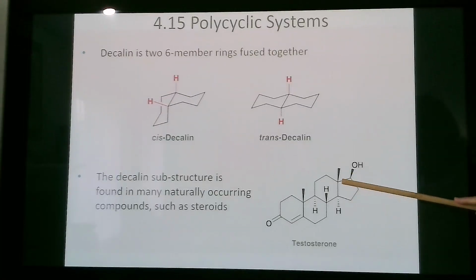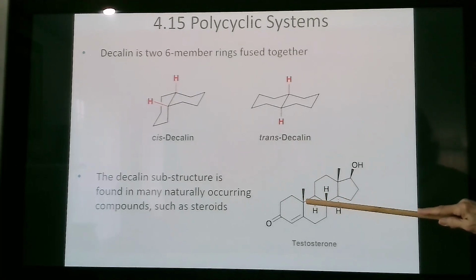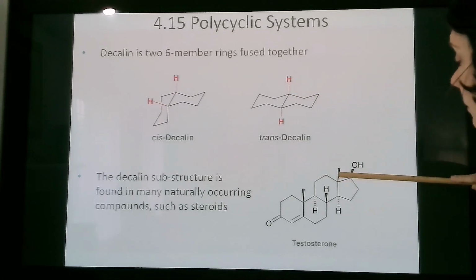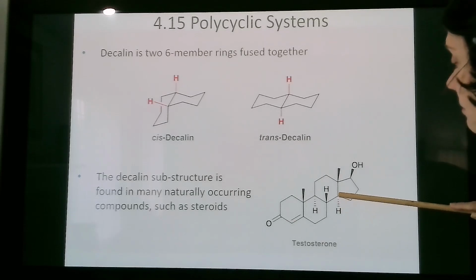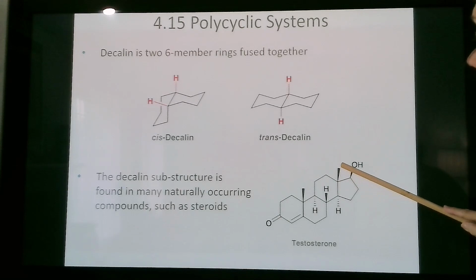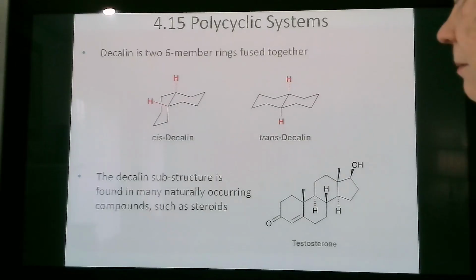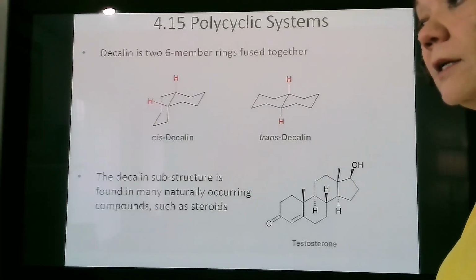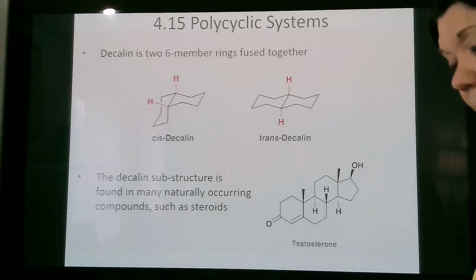And here, this is how you can draw the substituents in larger molecules. This hydrogen would be wedged up. This hydrogen would be wedged down. Okay. Here, the two hydrogens would both be wedged up. So, the cis isomers are almost always higher in energy than the trans isomers.